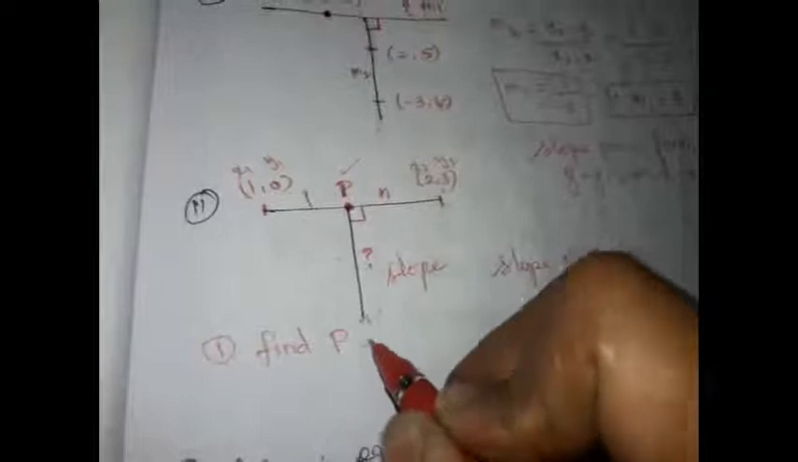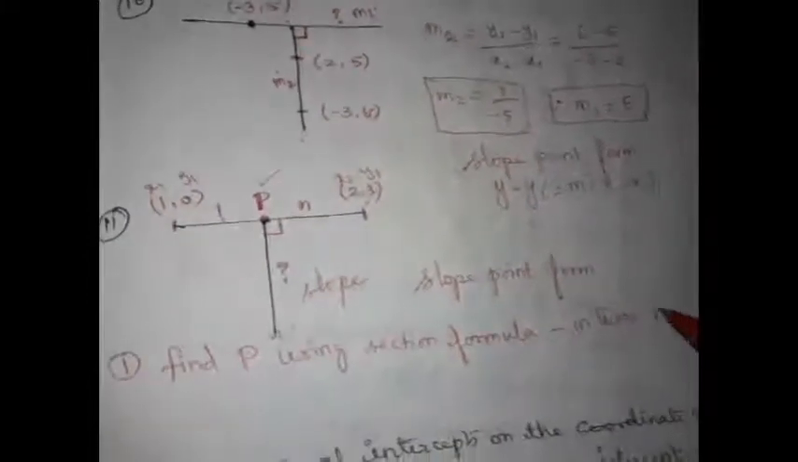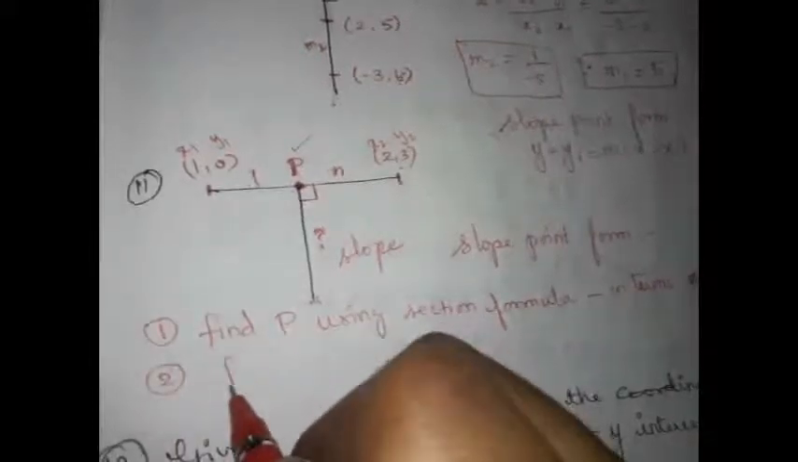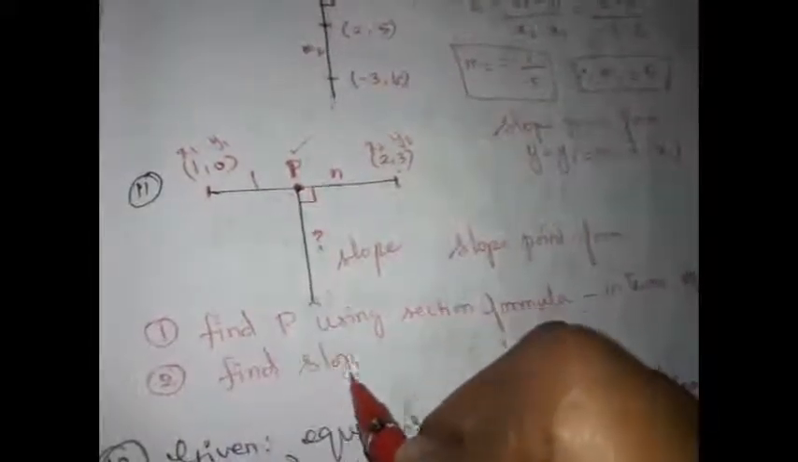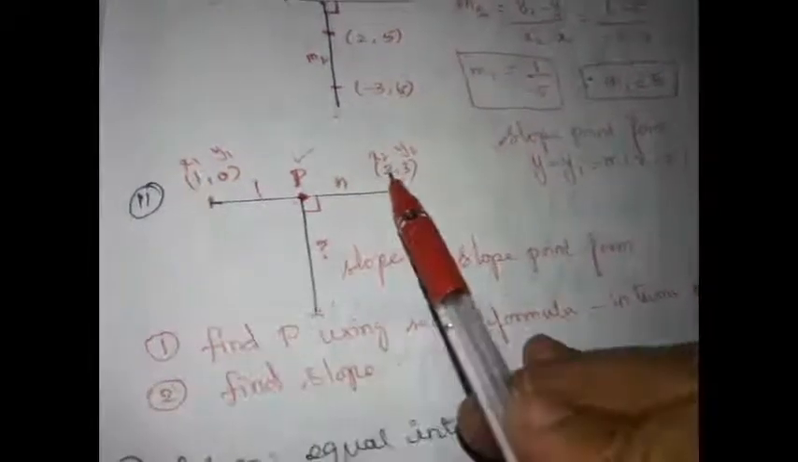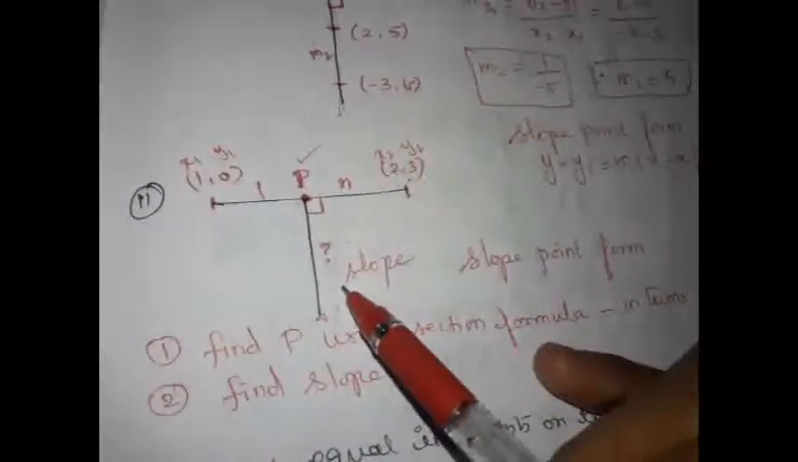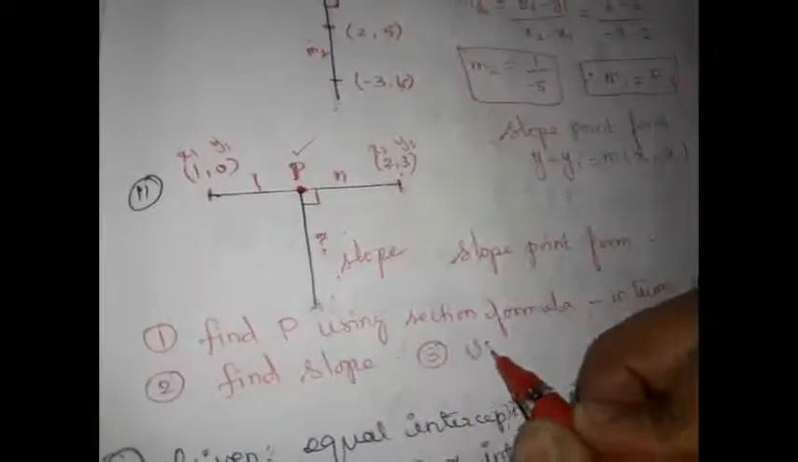So if we apply the section formula, we can find what is P, right? So what is your step 1? Find the coordinates of P using the section formula. Obviously you will get the answer in terms of n only. We won't get a numerical answer because the ratio is 1:n. Then you find the slope. If you find the slope of this, then negative reciprocate it, you will find the slope of our required line.